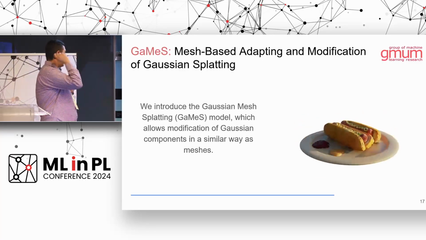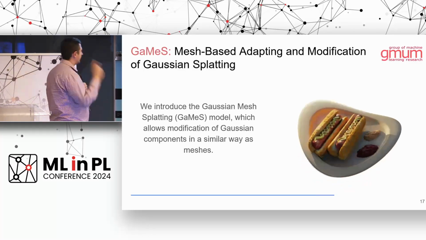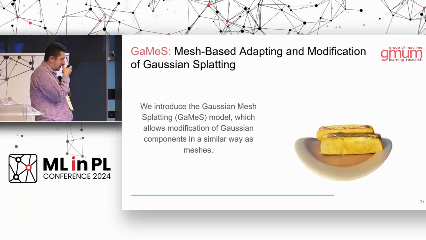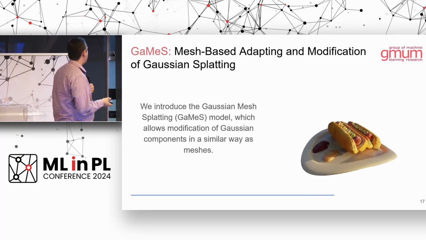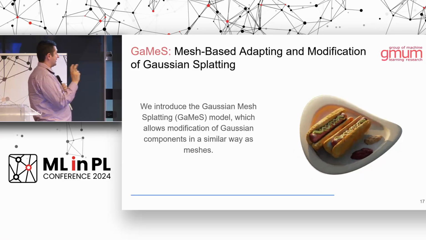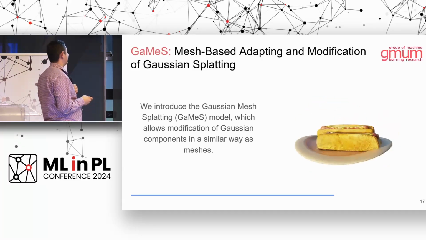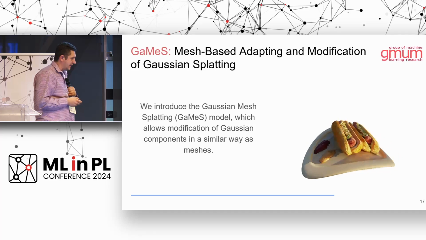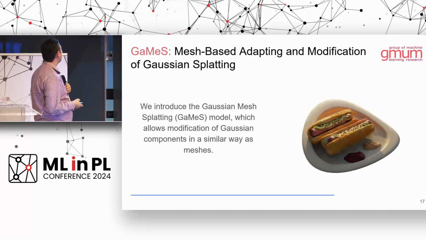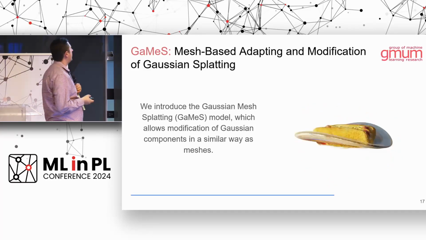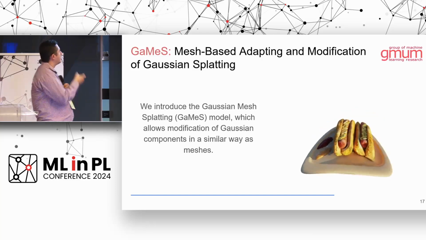We have only the centers, covariance matrices, colors, and opacity, and we can train it very fast. For some high resolution scene, half an hour is enough to produce it. And in our team, we work with Gaussian splatting, and we produce some papers which I want to talk about.